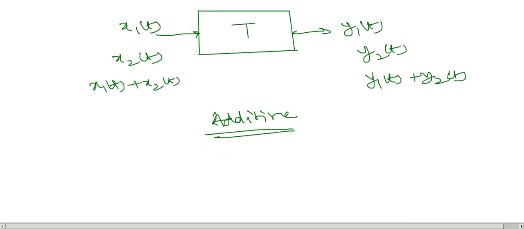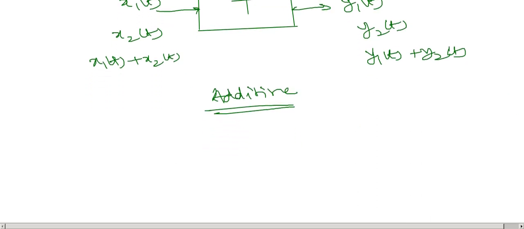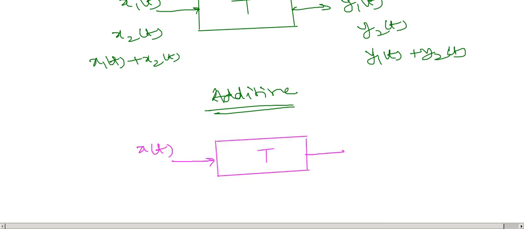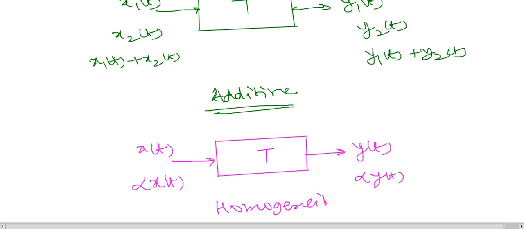And the homogeneity principle says that if we apply an input x(t) and the system produces an output y(t), then if we scale this input by a constant alpha, the output should also be scaled up by the same constant alpha. Then this system is known as a homogeneous system, which means the system satisfies the property of homogeneity.